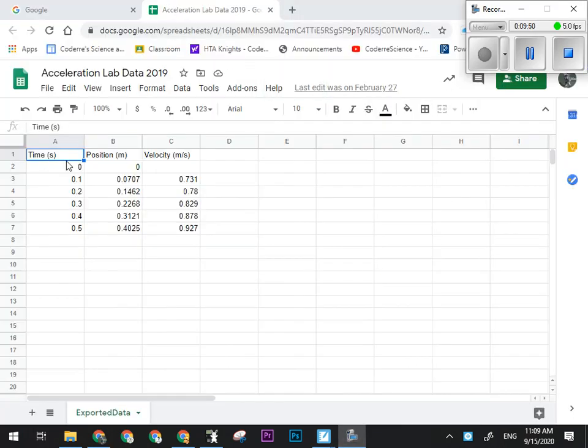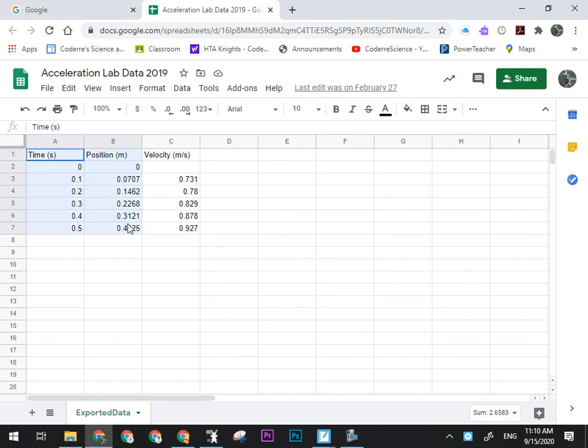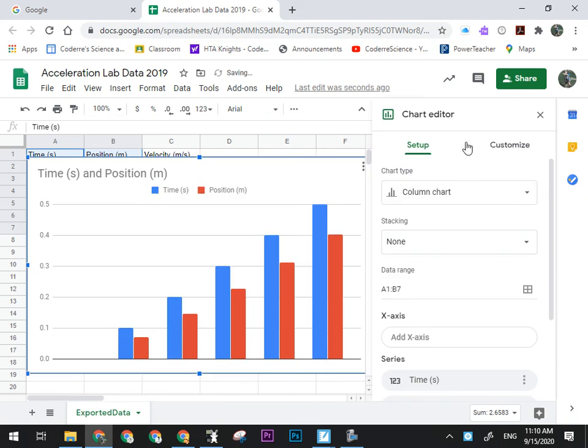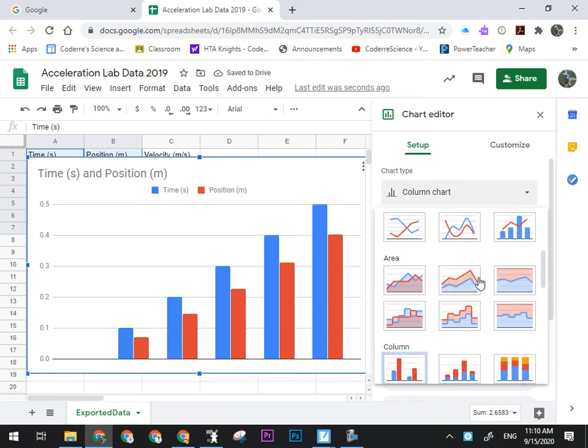Obviously I don't have very much data here. My chart is really small. Yours is going to be much longer than this. I have to graph these two things separately. The first thing I want to do is my position versus time graph, which is just highlighting the time and position data. Go to insert chart, and do all of that stuff, same as we did before. You want a scatter plot, obviously not a column chart.